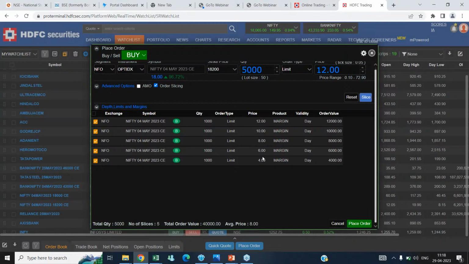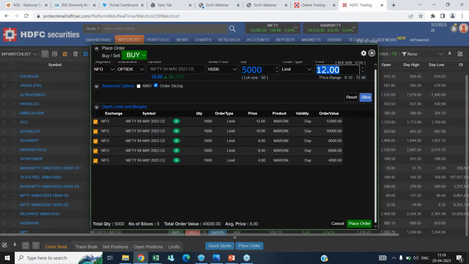The first thing is, whenever you initiate any position through order slicing, it is a fresh position. Whenever you initiate a fresh position, to execute it in order slicing, first you need to transfer funds from your bank account to your trading limit. Only then will it get executed. If you see here, if you want to buy 5,000 shares at 12 rupees, that means approximately 60,000 rupees would be required plus brokerage.